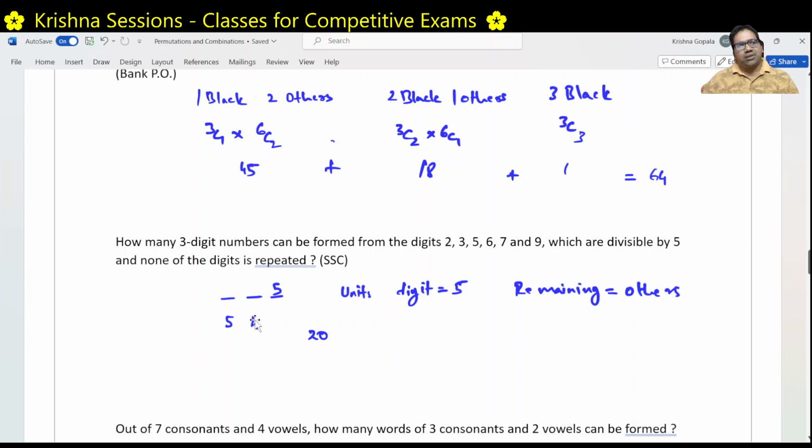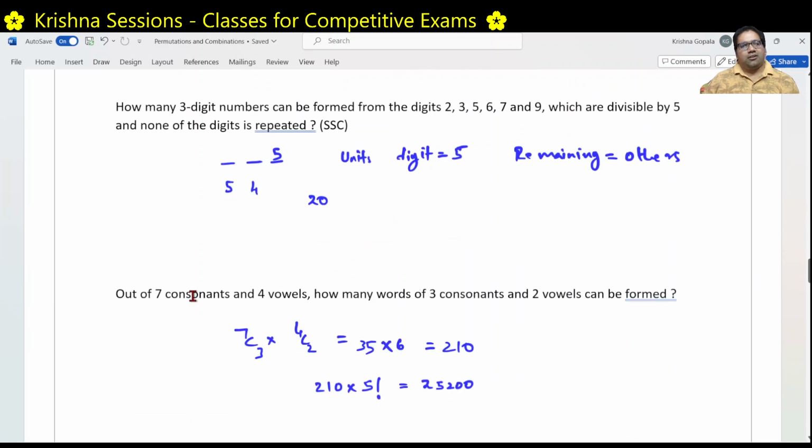Here please note this is a permutation problem, not a combination problem. Because it is about three-digit numbers, the order is also important. We cannot say 5C2. It is a permutation problem. There are two slots. The first slot we can fill with 5 numbers, and the second slot we can fill with 4 numbers. So 5 into 4, with the unit digit always fixed, is 20. 20 is the number of numbers that can be formed with this.